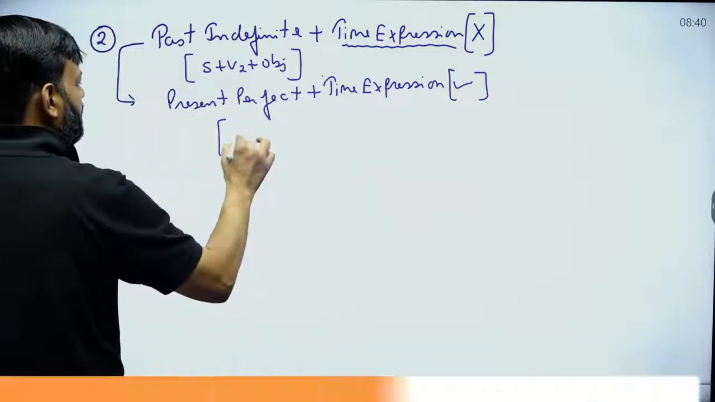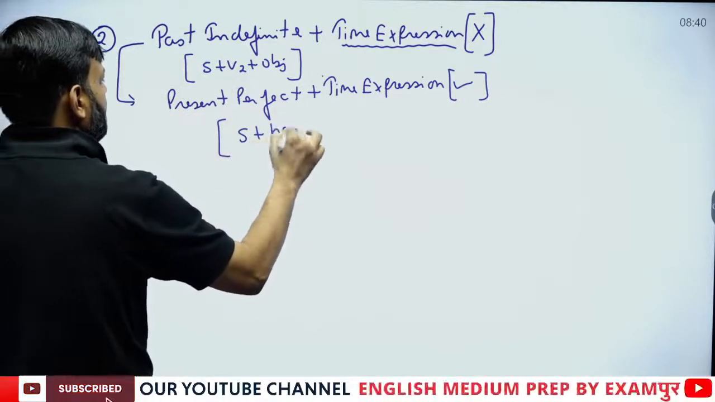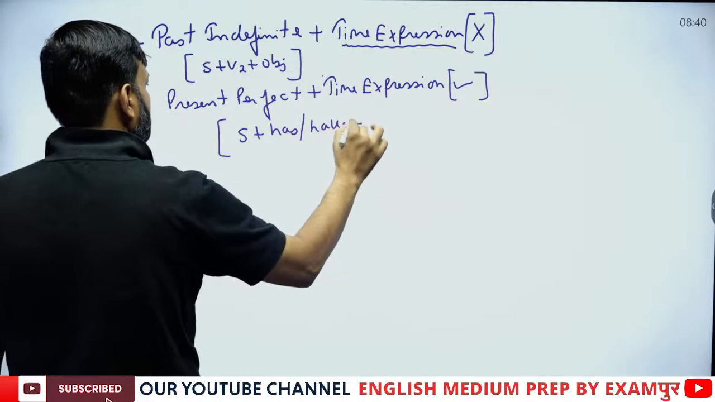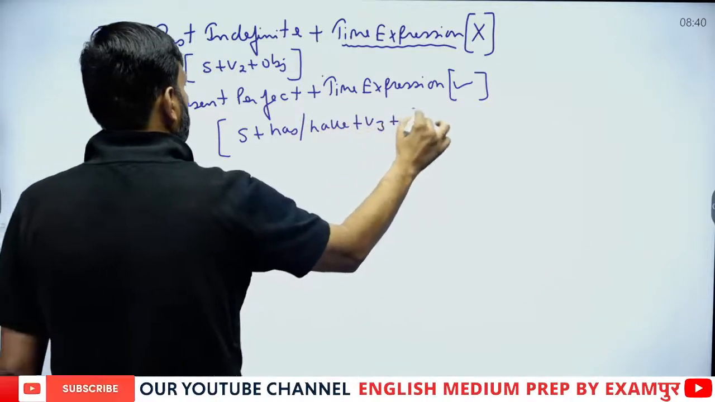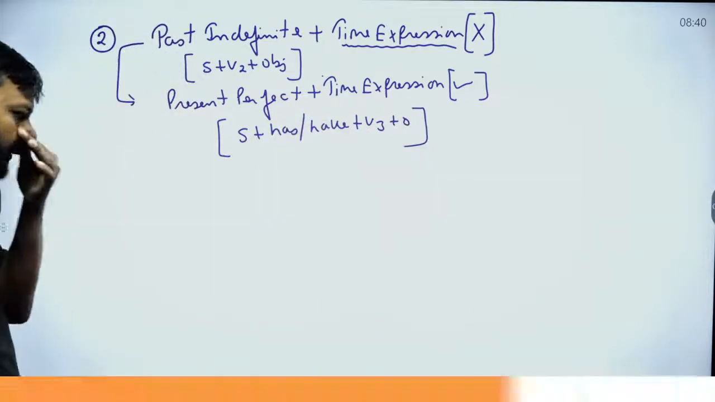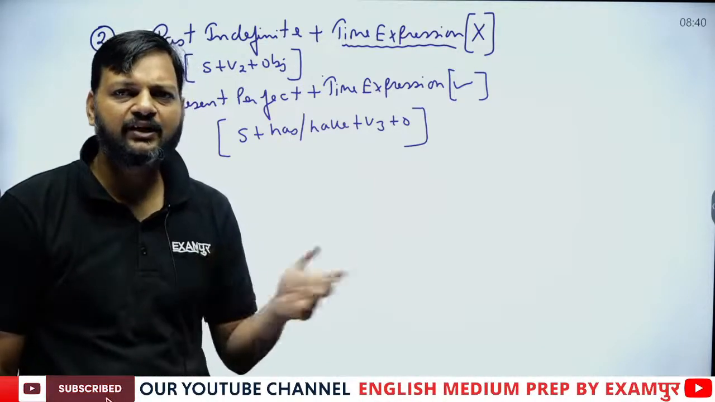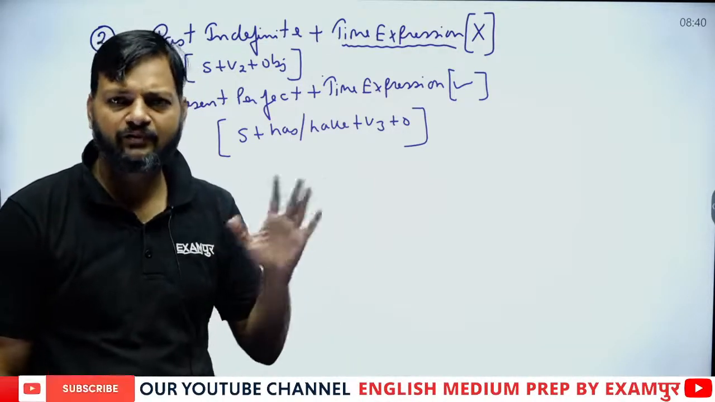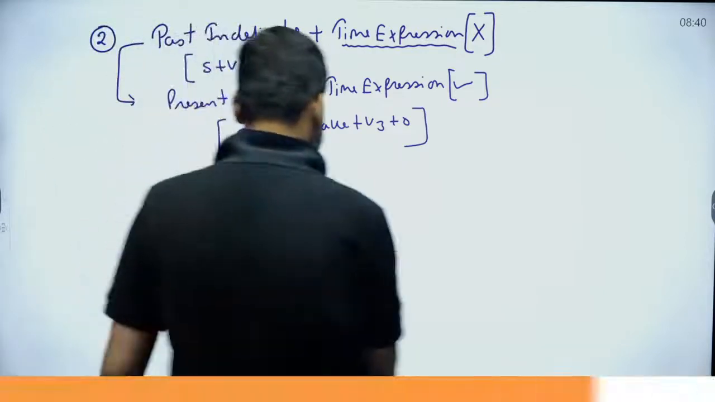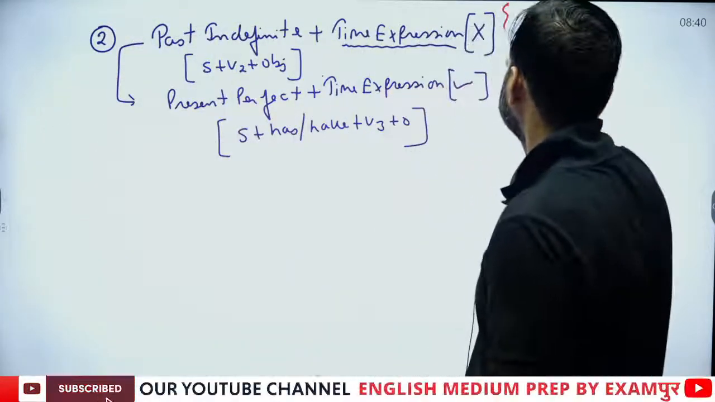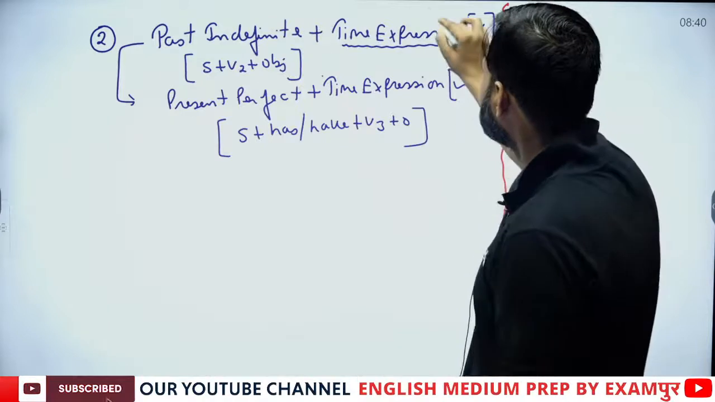Now, what is present perfect? Subject, has or have, third form of verb and object. This is present perfect. Now, what was point of time? Last year, last month. This was point of time. Now, what is time expression?